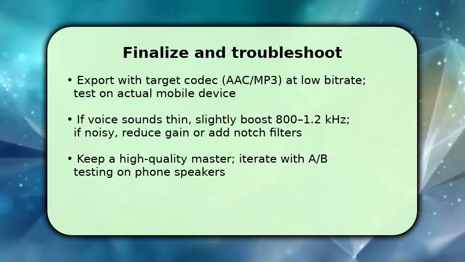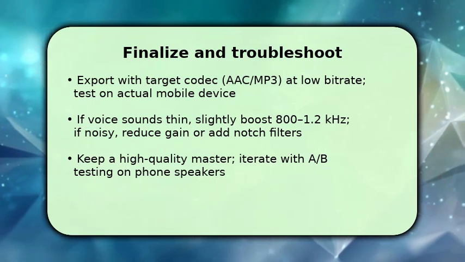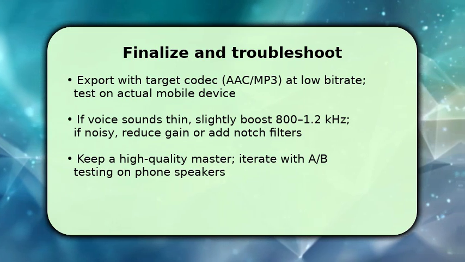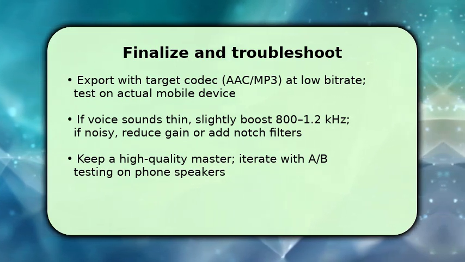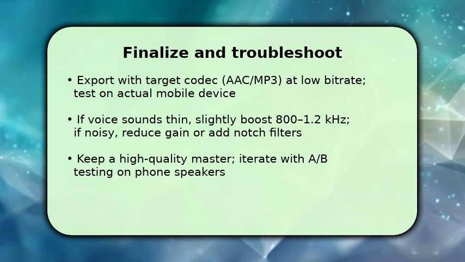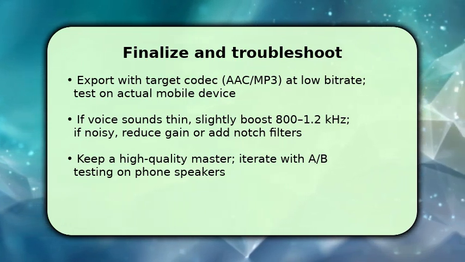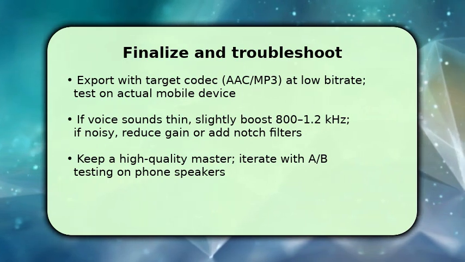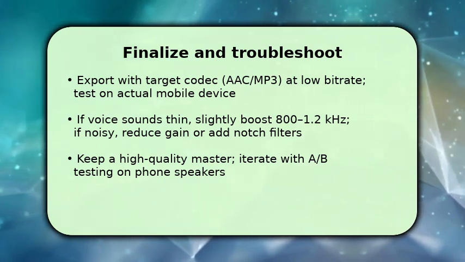Finish by exporting using a realistic mobile codec, MP3 or AAC, at the low bitrate you want, then test playback on actual phone speakers and earbuds. If the voice is too thin, gently boost 800 to 1,200 Hz. If it's overly noisy or harsh, lower input gain or apply narrow notch filters to tame resonant spikes.